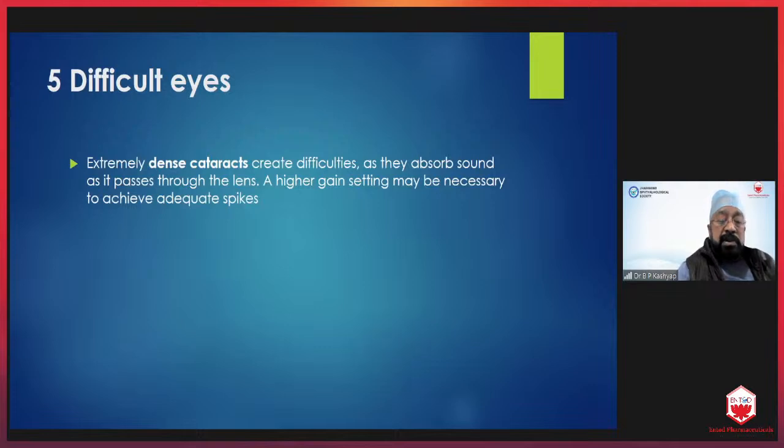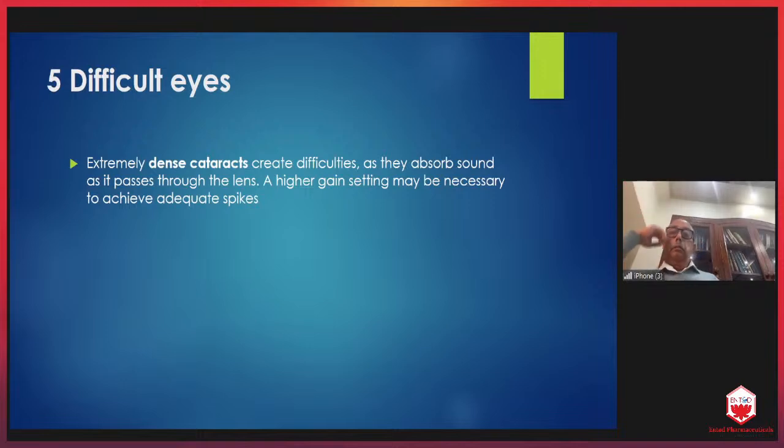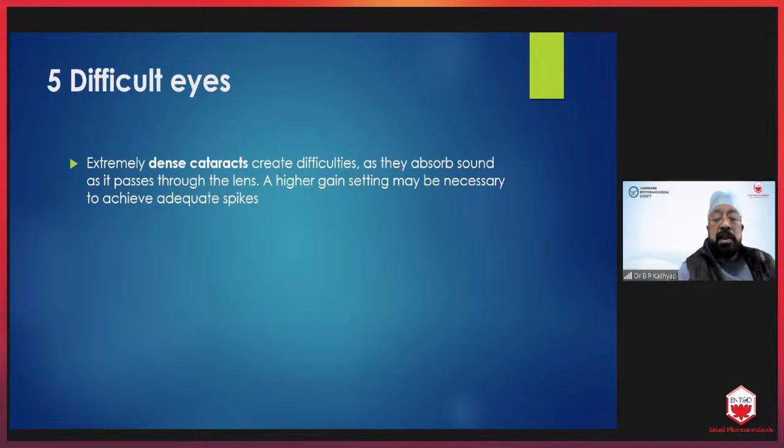Now, if there's an extremely dense cataract, it creates difficulty as it absorbs a lot of sound passing through the lens. A higher gain setting may be necessary to achieve adequate readings. And in many cases, you cannot do optical biometry. You cannot do the swept source OCT technique.